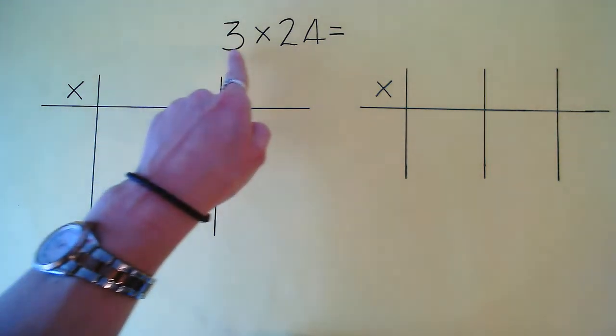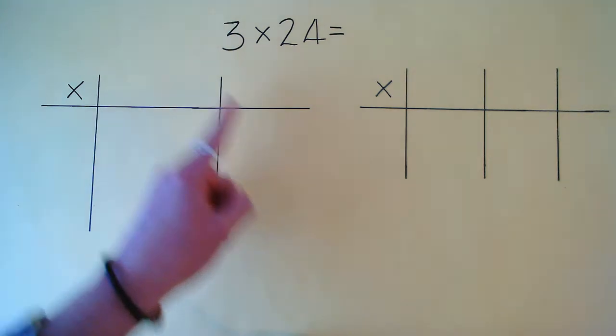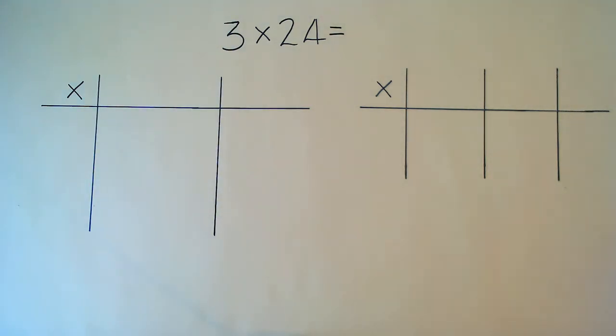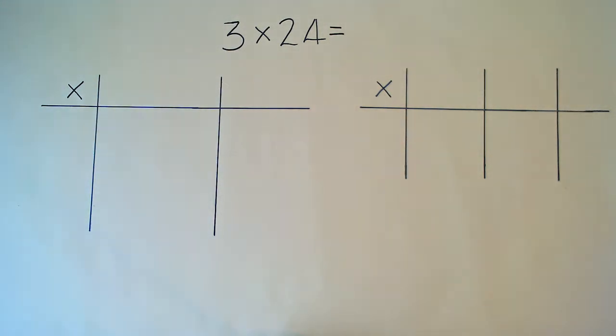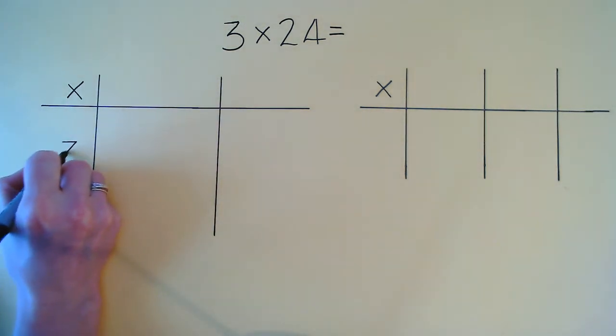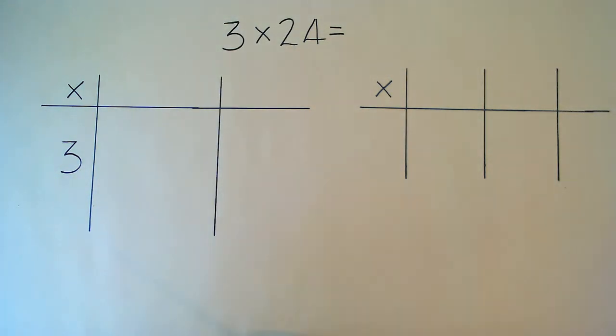So we are going to start with this number sentence. Some of you might be able to do this in your head, and that's brilliant, but we are learning the method here, so it's really important that we do this. So we put our times in the corner, and then we take our 1-digit number and we write it on the side. And then we're going to partition our 2-digit number. So we're going to split it into tens and ones.